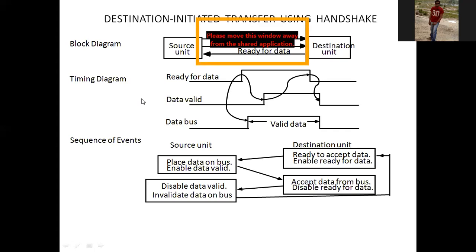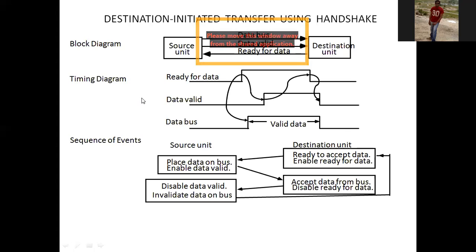Once it is ready, the source unit can place valid data onto the data bus, and the destination unit can receive the valid data from the source unit and it will disable the data valid. And again it sends the request to the source unit: are you ready to accept data? It should tell again. Why? Because in the previous case only the source unit was issuing signals. That's the reason we have one more line here from the destination unit to the source unit, which was not there previously. We ended the process there itself.